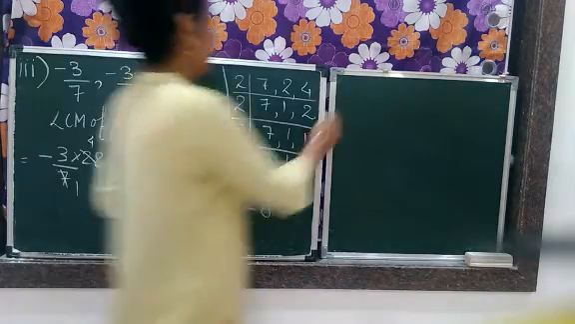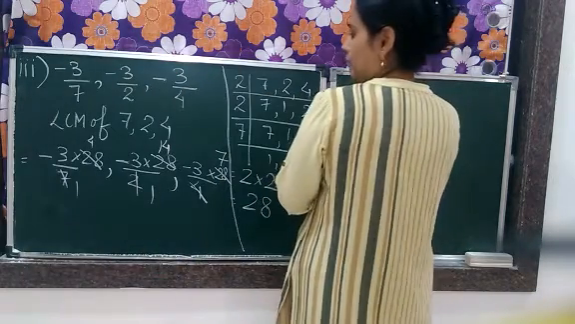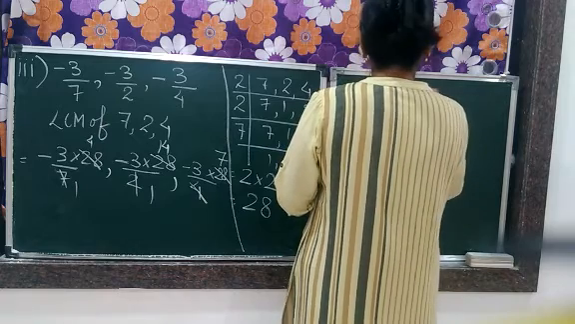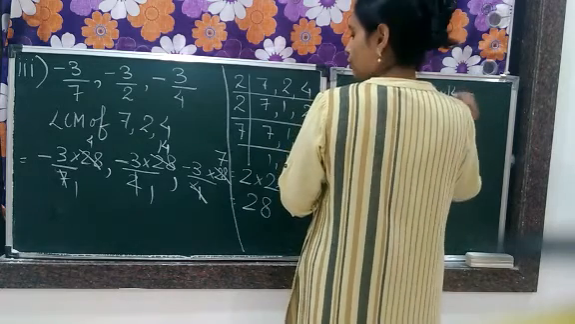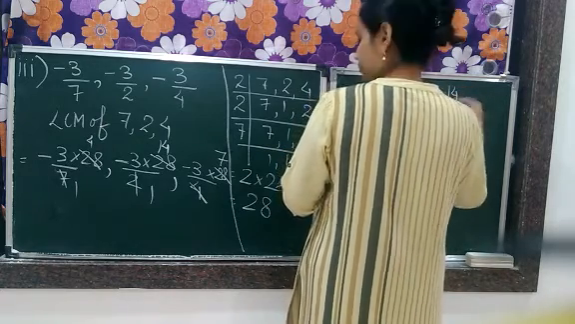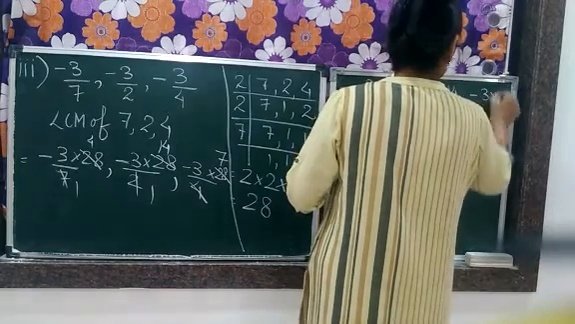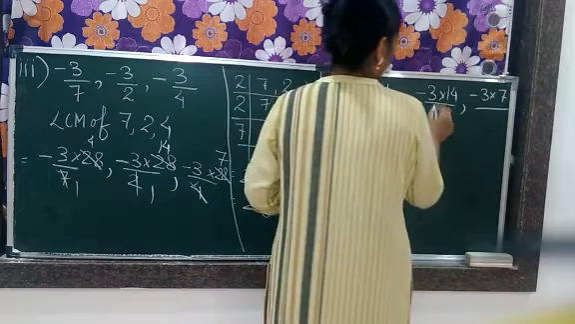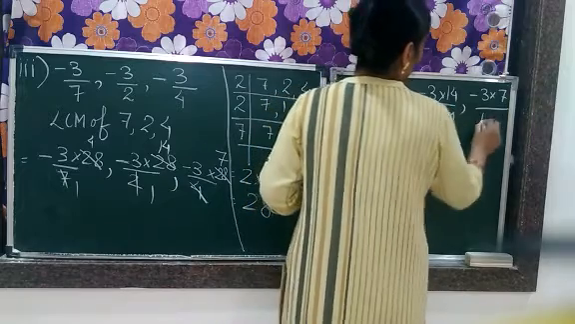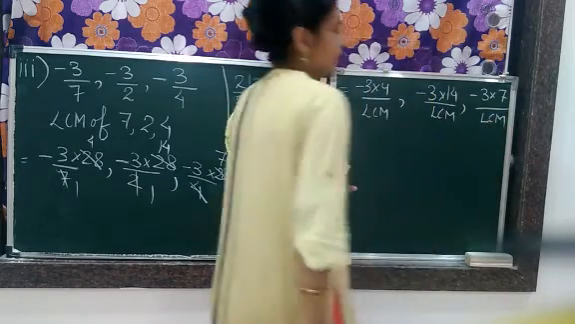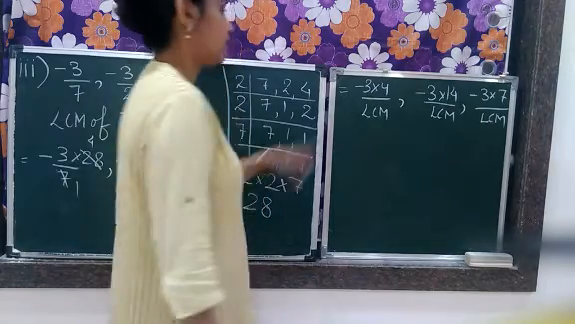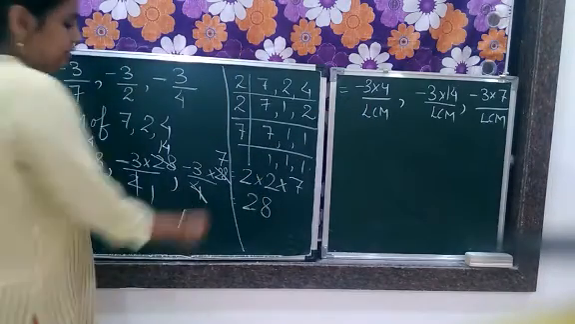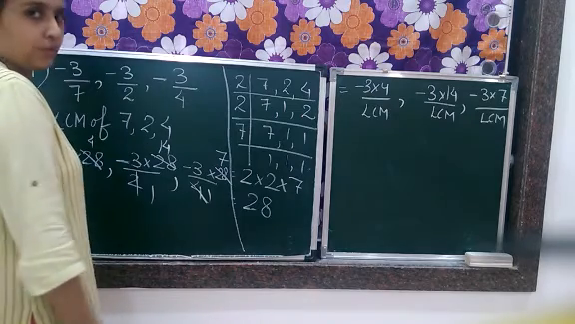What is left, children? Minus 3 into 4. Minus 3 into 14. Minus 3 into 7. Whole by LCM. Now what is the LCM? 28. Okay? Nothing is left down. What is left actually? Denominator 1.